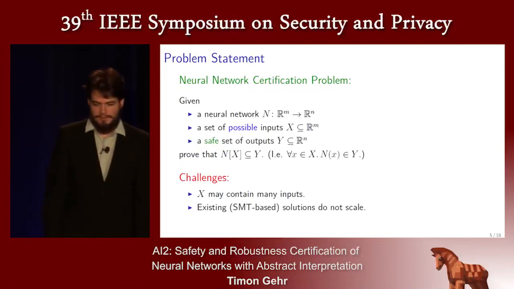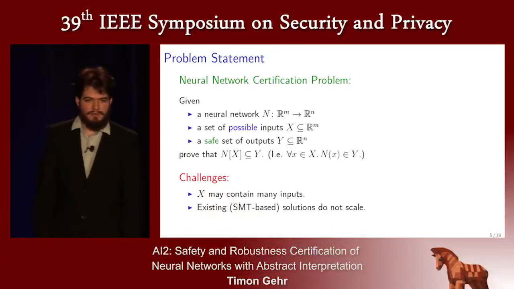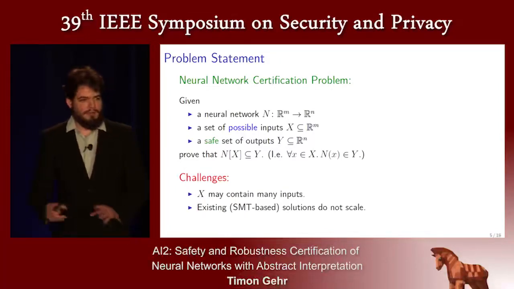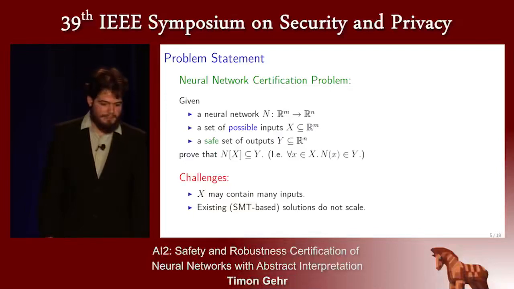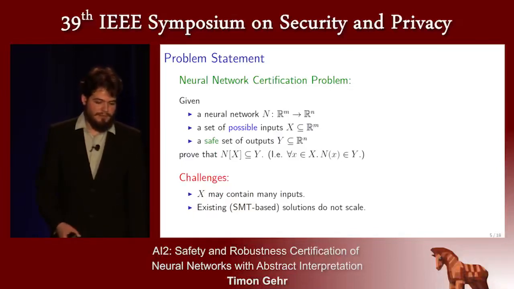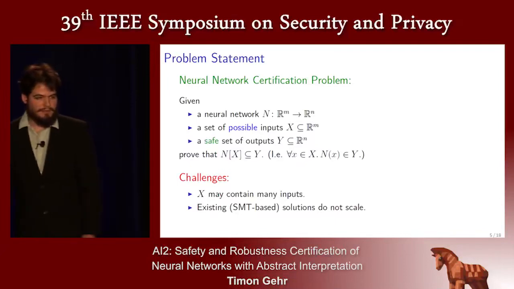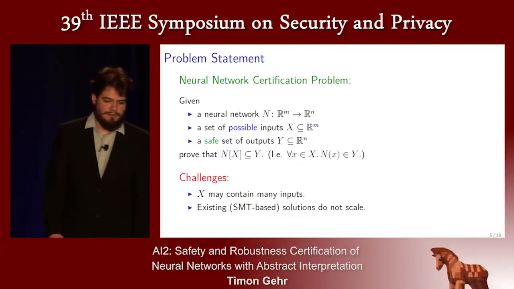So this is the problem statement. We have a neural network. It maps inputs to outputs. Some of the inputs are possible. Those are the inputs that the attacker can cause by perturbing a particular image, for example. And we have a safe set of outputs. This could be all the outputs that classify to the same thing. The challenge here is that X may contain a lot of inputs. So there are many possible attacks, and we need to defend against all of them. Existing solutions based on SMT do not scale to large networks. They work well for small networks, but if you have large neural nets, they stop working.